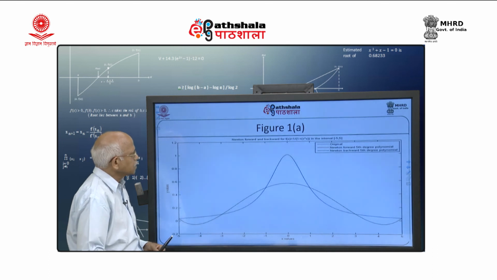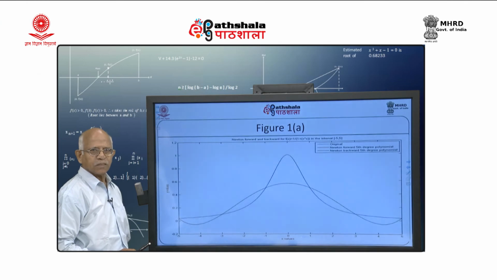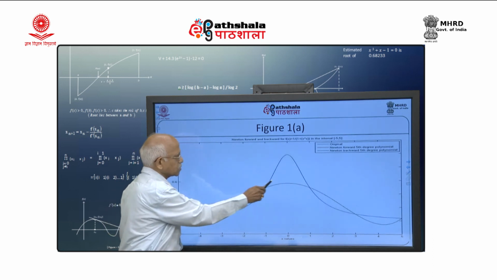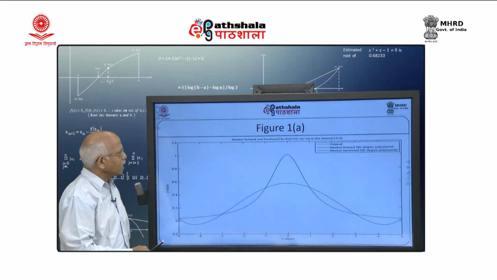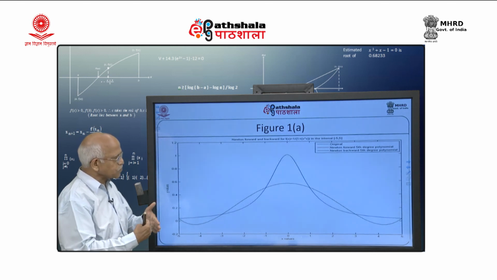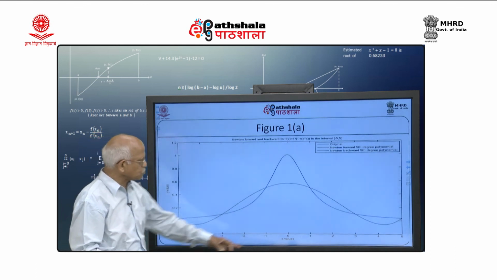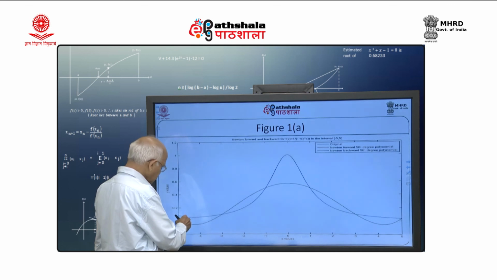So, you can see here that the original curve is given in blue, Newton's forward is given in red, and Newton's backward is given in black. You can see that there is no red curve seen in the graph. We verified that it actually merges with black, and therefore only the black curve is seen here. The red curve is merged with the black, and therefore both these Newton's forward and backward difference interpolating polynomials are exactly the same. So, this is minus 5 to plus 5. This is your original function which is given in blue.